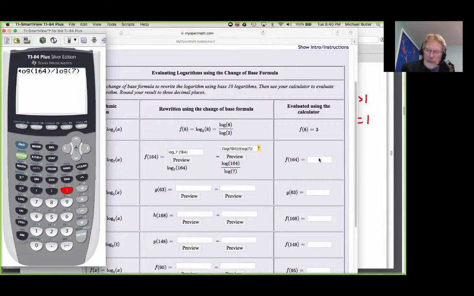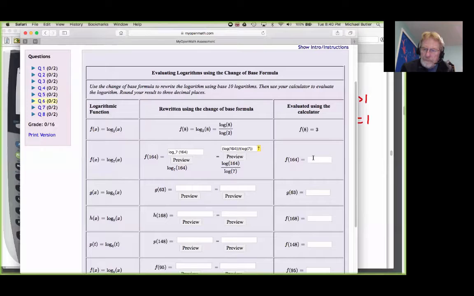Okay, so that's about 2.6. How many places? Round to 3 decimal places. Okay, so let's go back here. 3 decimal places. 1, 2, 3. So our rounding digit is an 8, so it's going to be 2.621.